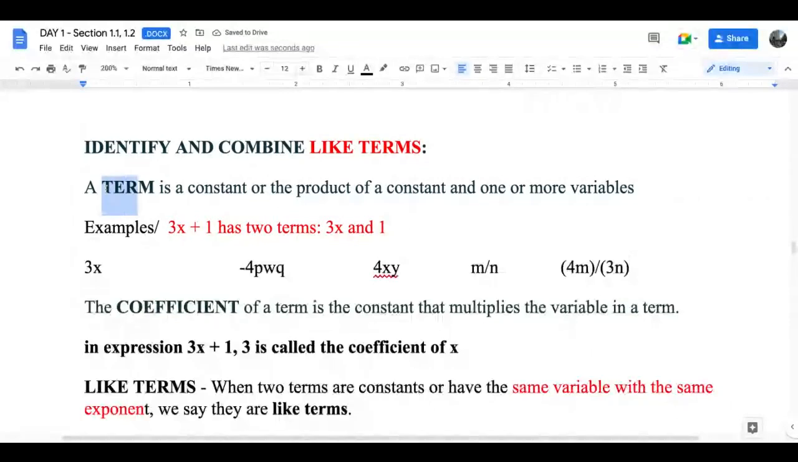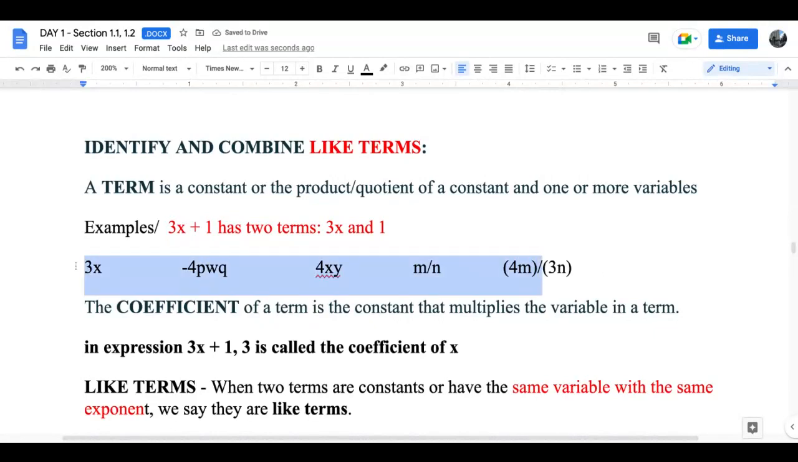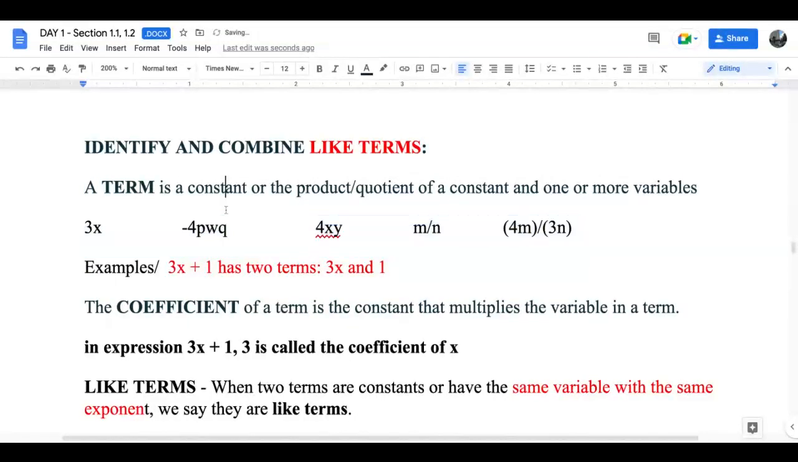So what is a term? A term is a constant or a product of a constant and one or more variables. Product or quotient. Quotient means division, right? We can multiply, we can divide. Example, 3x plus 1 has 2 terms. 3x is 1 term, 1 is 1 term. So those are some examples of different terms.